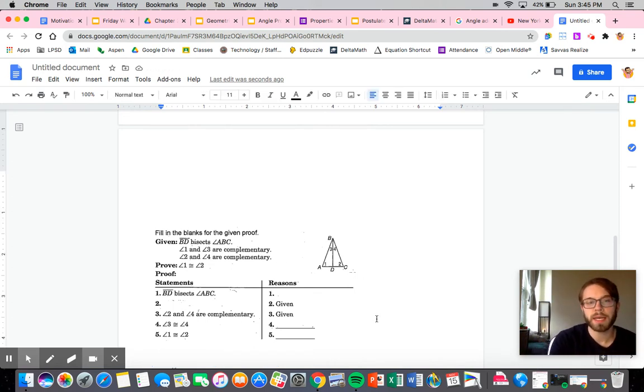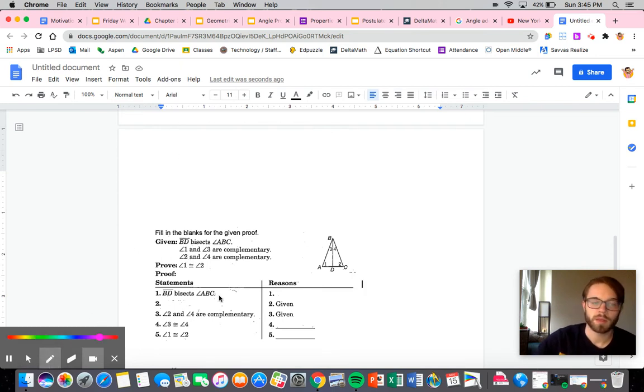Segment BD is bisecting angle ABC. So we know that ABC is bisected. And then angles 1 and 3 are complementary, and angles 2 and 4 are complementary. So let's look at what we have here. The first step is always going to be a given. Now, you could have put all of these in one step, but you did not need to put all the givens in one step.